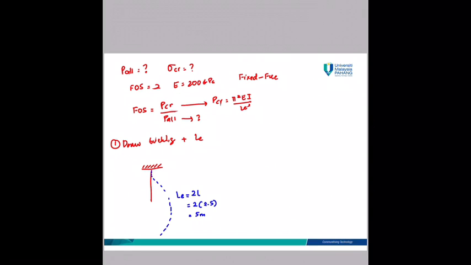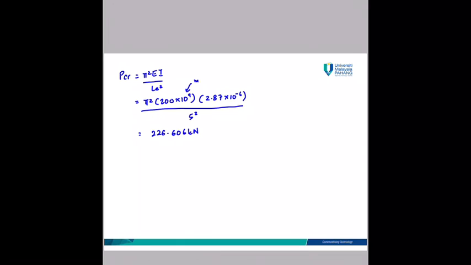After you get the buckling, then we would like to calculate for PCR. PCR is equal to pi square EI over LE square. Here I will use all in meter. If you would like to use millimeter, then you use millimeter, but make sure you know how to convert gigapascal in millimeter. Here I convert it using meter. For P we use kilonewton.